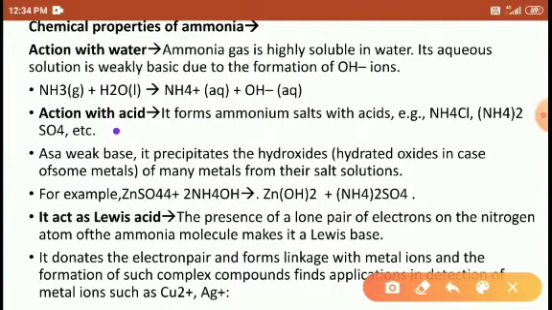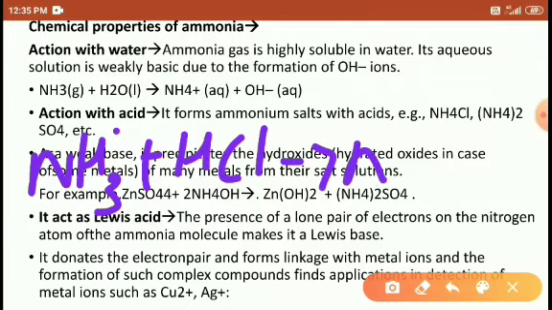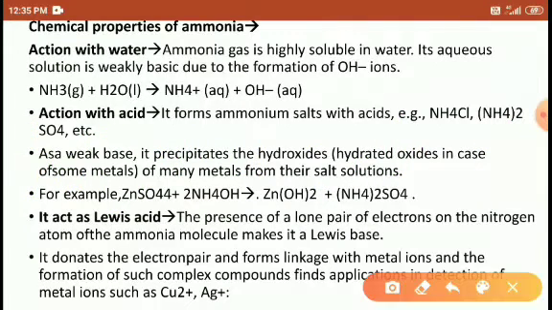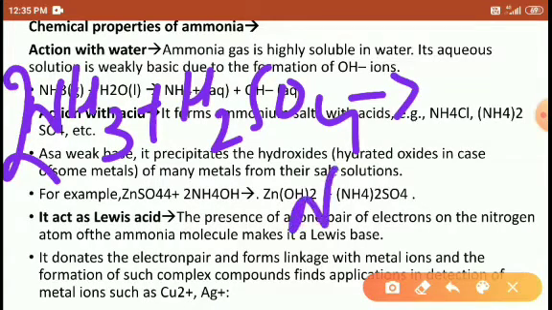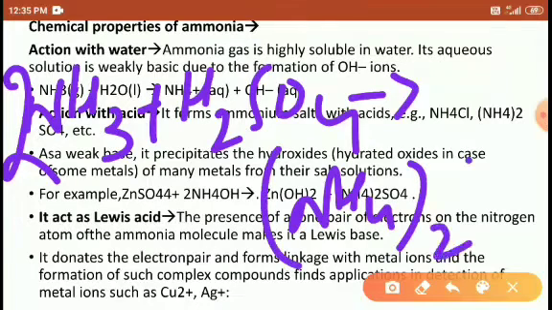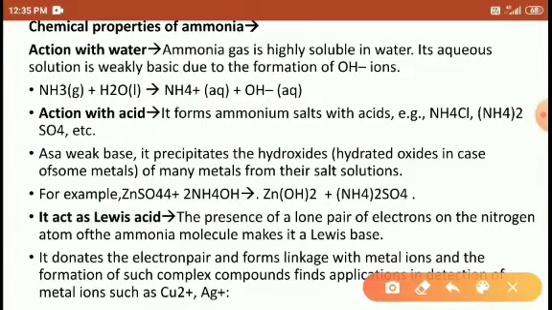Action with acid: whenever ammonia reacts with acid, it forms salt. For example, NH3 reacts with HCl. What happens, friends? NH4Cl is formed here, right? NH4Cl. Similarly, NH3 reacts with H2SO4. Then, students, I am using 2 moles of ammonia, so it forms (NH4)2SO4. Right, students?